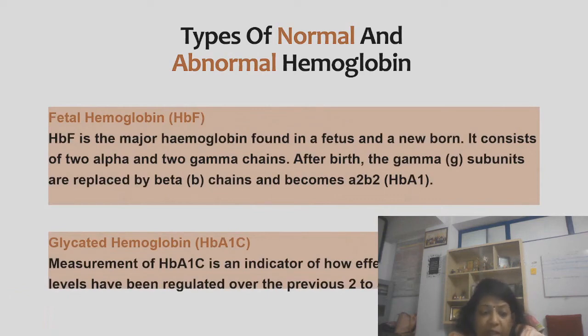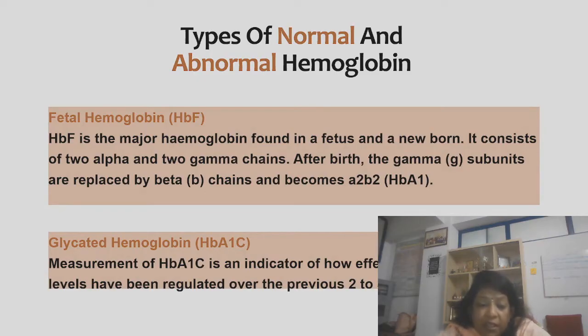Fetal hemoglobin is the hemoglobin found in babies. Hemoglobin F is the major hemoglobin found in a fetus and in newborn. It consists of 2 alpha and 2 gamma chains. After birth, the gamma subunits are replaced by beta chains and it becomes alpha 2 beta 2.